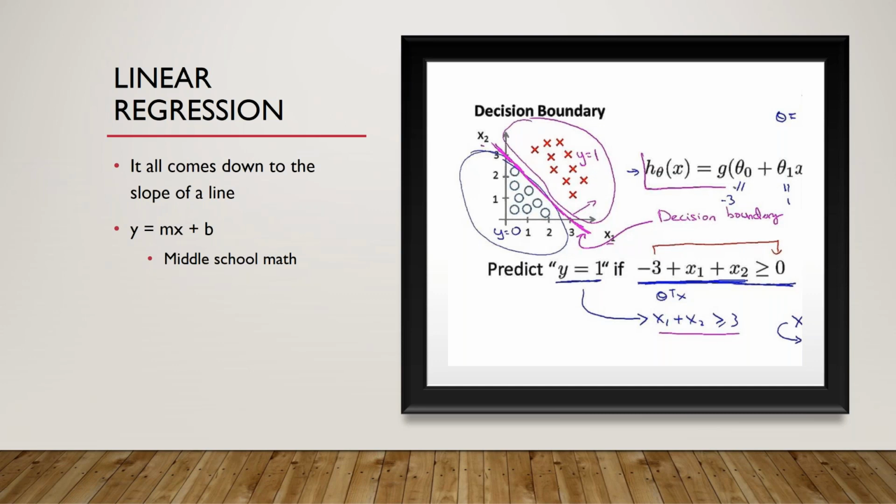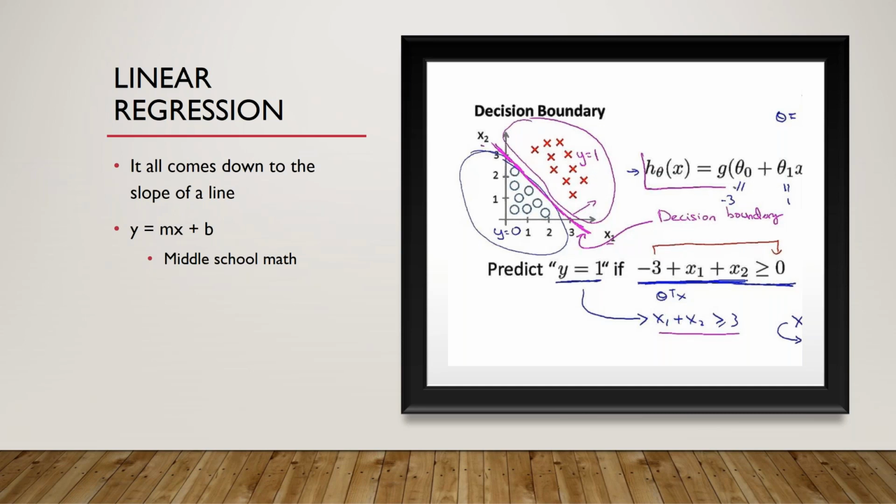All right, so basically in this case, what we have here is a problem of linear regression, right? And basically it all comes down to the slope of a line. This is called regression because what you're doing is you're back engineering the formula to create that decision boundary, right? And this all goes back to middle school math, if you could believe that. Y equals mx plus b. I don't know if you remember that. I personally disliked math in middle school. It wasn't until I was in high school that I actually found out I liked it.